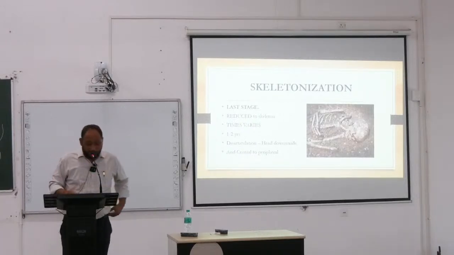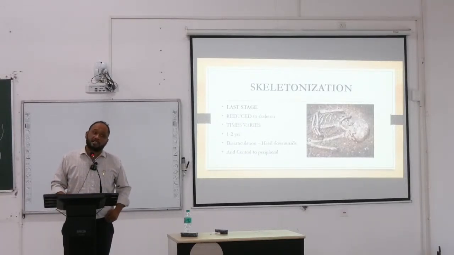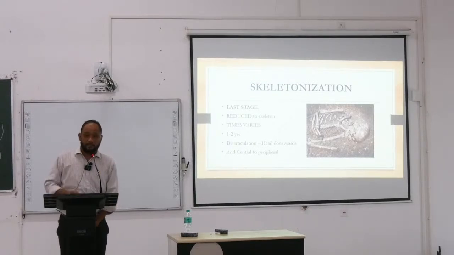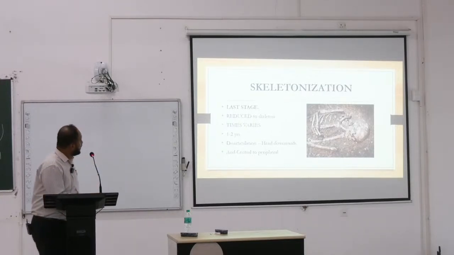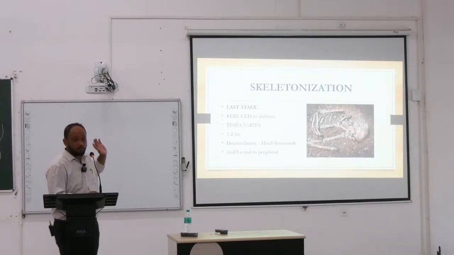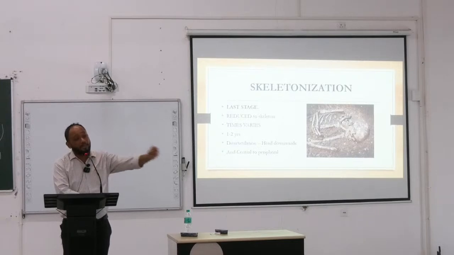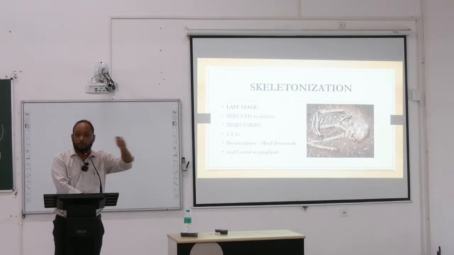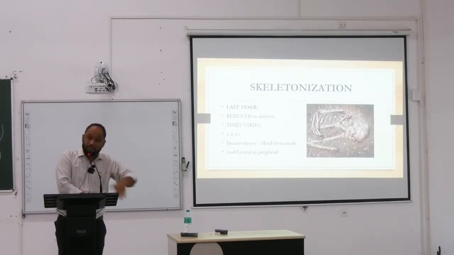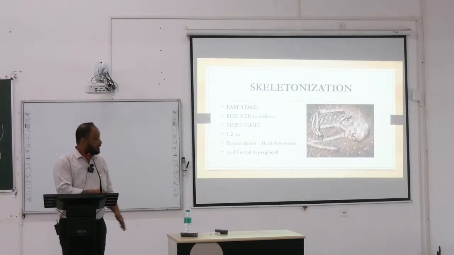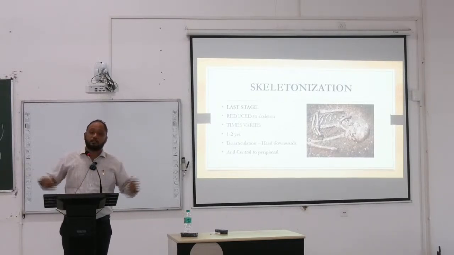Skeletonization. Till now I have done 5 skeletonization cases in the small town there. So what happens? Skeletonization is the last stage. The body will be reduced to a skeleton 1 to 2 years later. Any kind of wild animal, ants included, can help the process. Central to peripheral: disarticulation starts from the head and proceeds from central to peripheral.